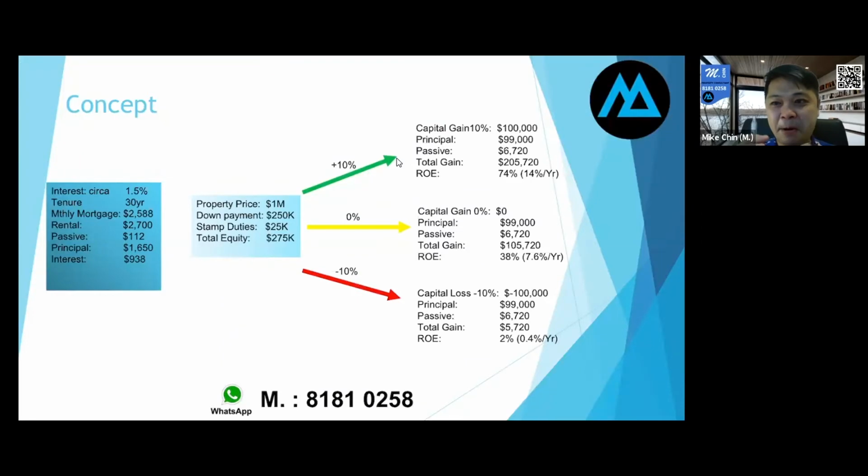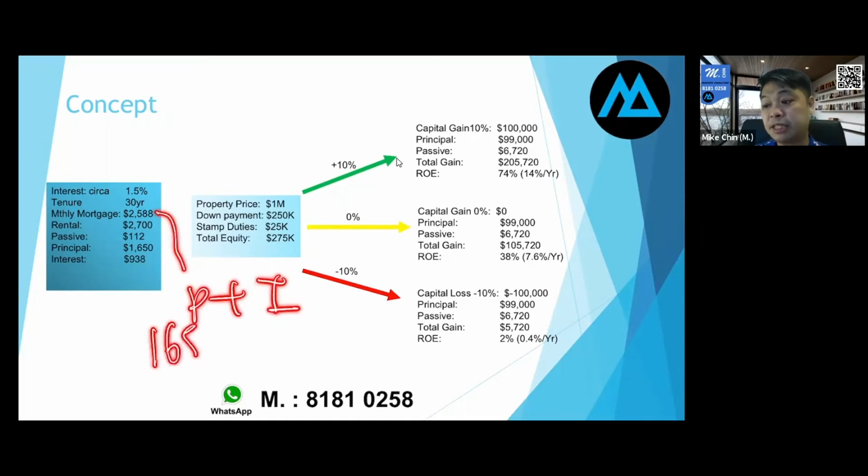Now you have 300,000 cash. If you were to put it in property, how would it look? Let's say, for example, you can rent it out at 2,007. You have a monthly mortgage of 2,006. So net, you have about $100 of passive income every month. Of course, the mortgage itself is principal plus interest. The principal repayment is about 1,650, and 938 is the interest expense.